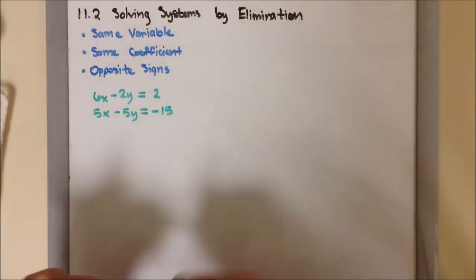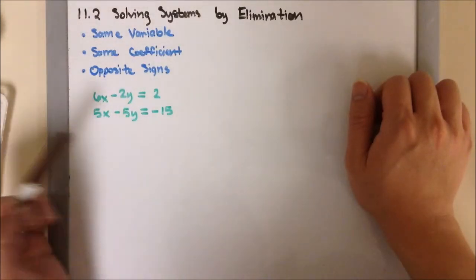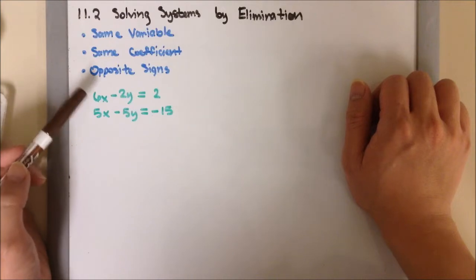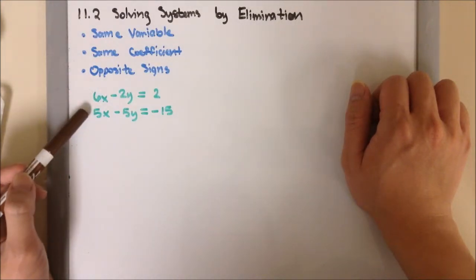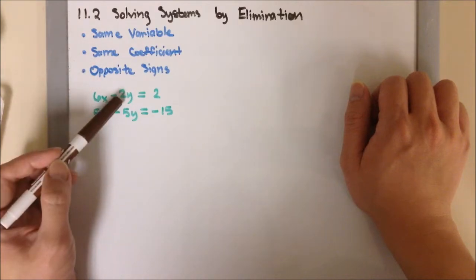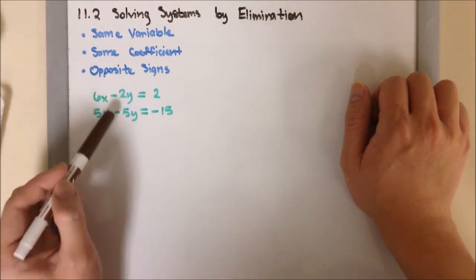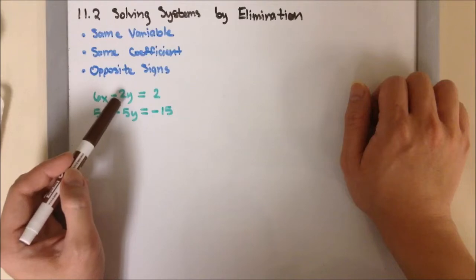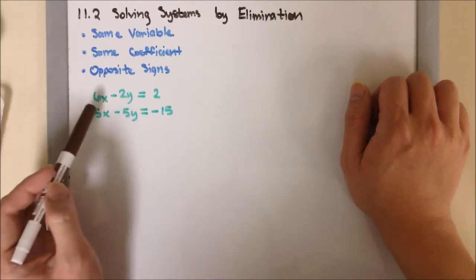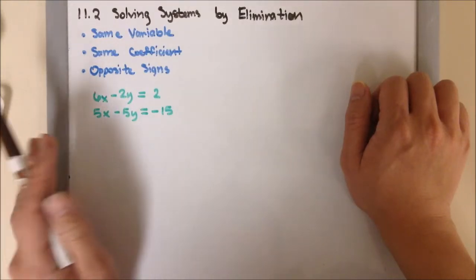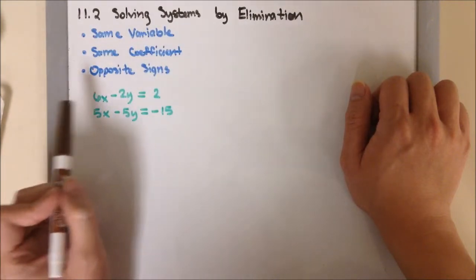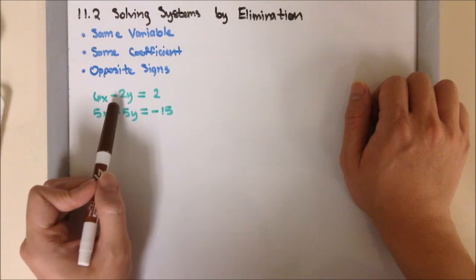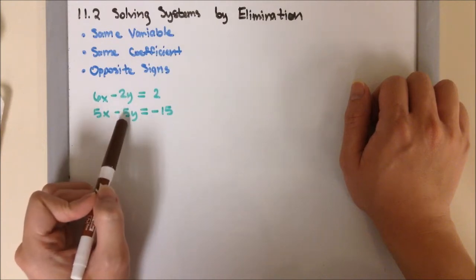So let's take a look at my x's and my y's. Usually I would go off the lower numbers. For my x, I have 6 and 5. For my y, I have the 2 and the 5, ignoring the sign for the moment. Comparing those two sets of numbers, I'm going to go with the y's. In some cases, you could do it with the x. Be mindful of that. Now, between 2 and 5, the common number would be 10.